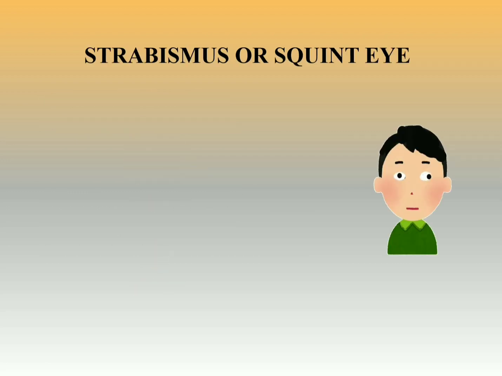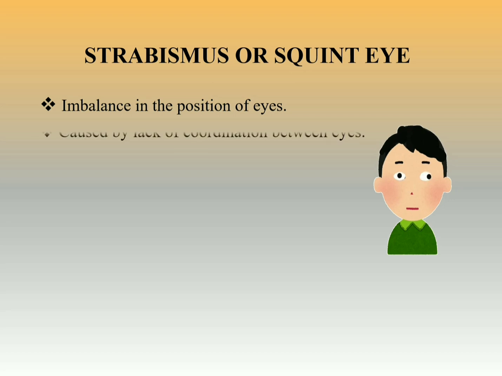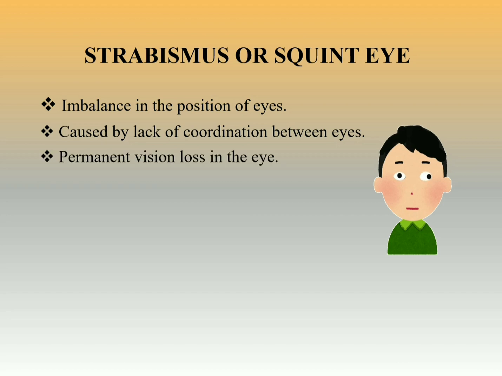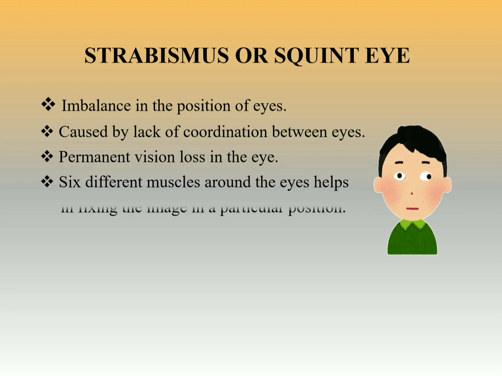Strabismus or squint eye. Strabismus is an imbalance in the positioning of the eyes. This can cause the eyes to cross in or turn out. It is caused by a lack of coordination between the eyes. As a result, the eyes look in different directions and do not focus simultaneously on a single point. When both the eyes fail to focus on the same image, the brain learns to ignore the input from one eye, causing permanent vision loss in the eye.